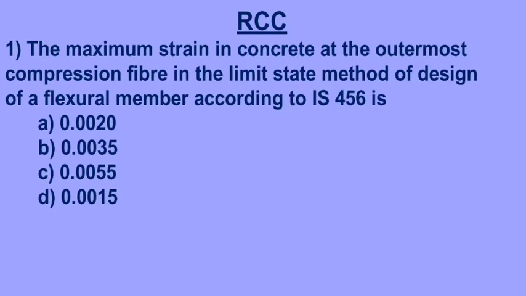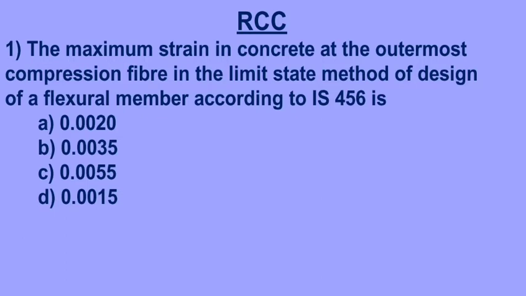About the most important repeated questions from RCC. First question. The maximum strain in concrete at the outermost compression fiber in the limit state method of design of a flexural member according to IS 456 is: option A 0.0020, option B 0.0035, option C 0.0055, and the last option D 0.0015.